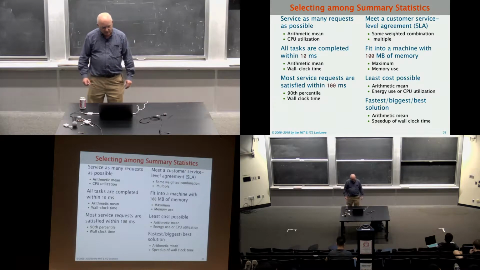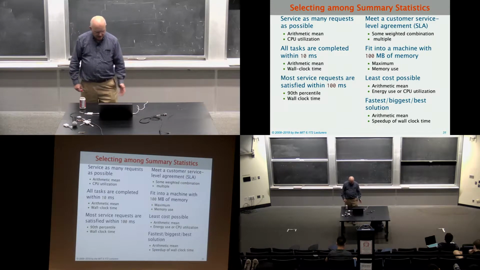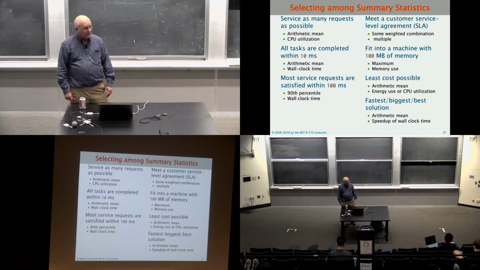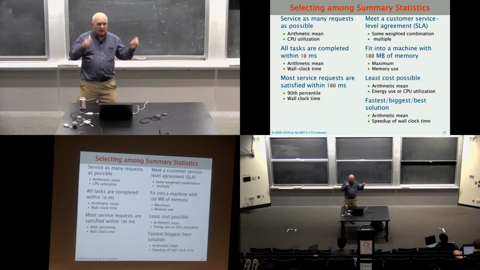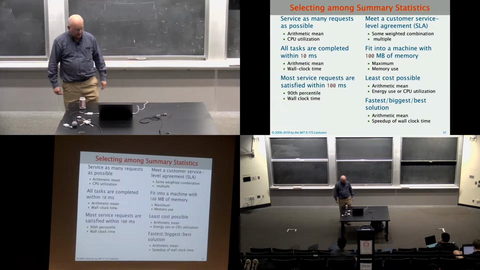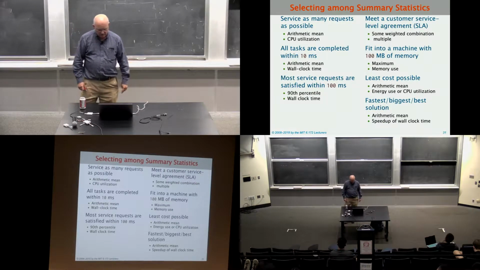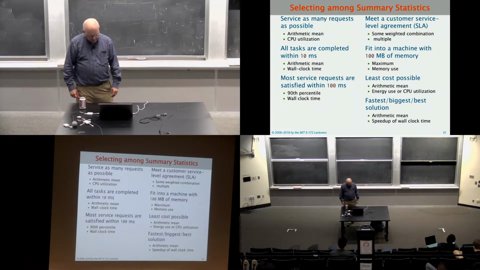If you want to ensure that most requests are satisfied within 100 milliseconds, you might be looking at the 90th percentile behavior. And you'll say, yes, I won't make every one, but I want 90% of the time to get it there, and I'll be using something like wall clock time.